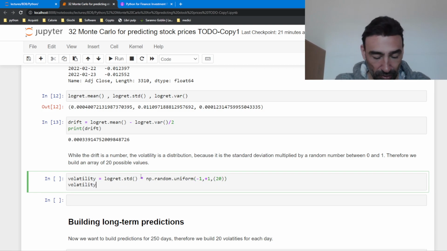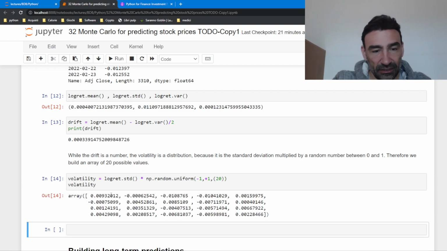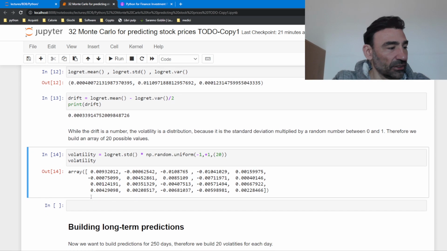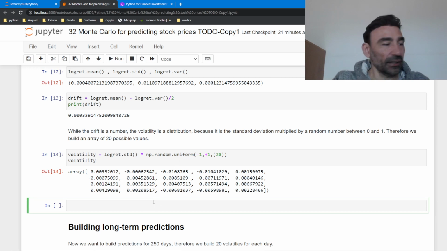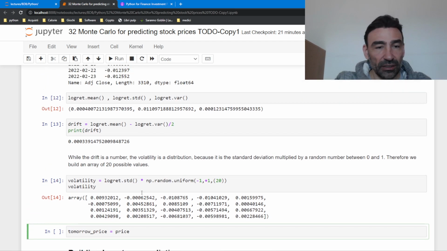So volatility is an array. Okay, this is the volatility. You can get the same with a normal distribution. Okay, and now finally tomorrow price is equal to a price of today, which is, how do I get the price of today?